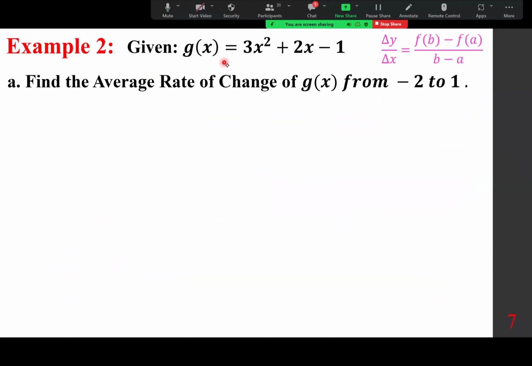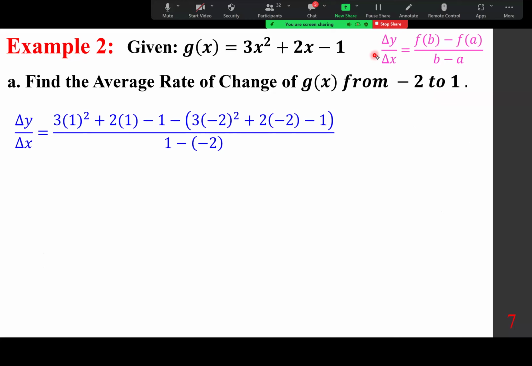Given the function g of x equals 3x squared plus 2x minus 1, we want to find the average rate from -2 to 1. Follow the formula. f of b minus f of a over b minus a. So f of -2. That's the concept.